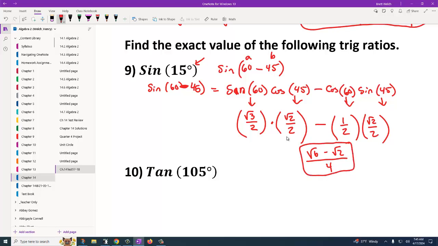If I went too fast on the simplification, go back to 14.6. Remember how to do that? Or come and ask me that question. Remember, this 2 times 2 here is 4. This 2 times 2 here is 4. So we end up with all of it over 4.